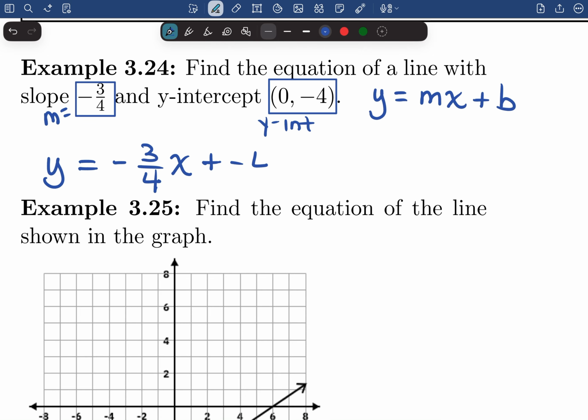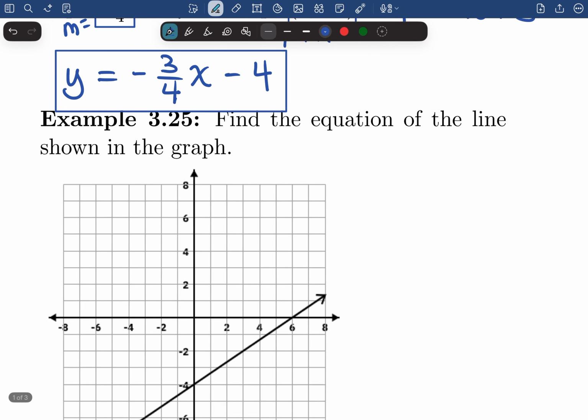Now, instead of writing plus -4, we could just write -4. So we'll just make it look simpler. Adding -4 is the same thing as subtracting 4. It now looks much simpler. And so this is our result. This is the equation that has slope -3/4 and y-intercept of -4.